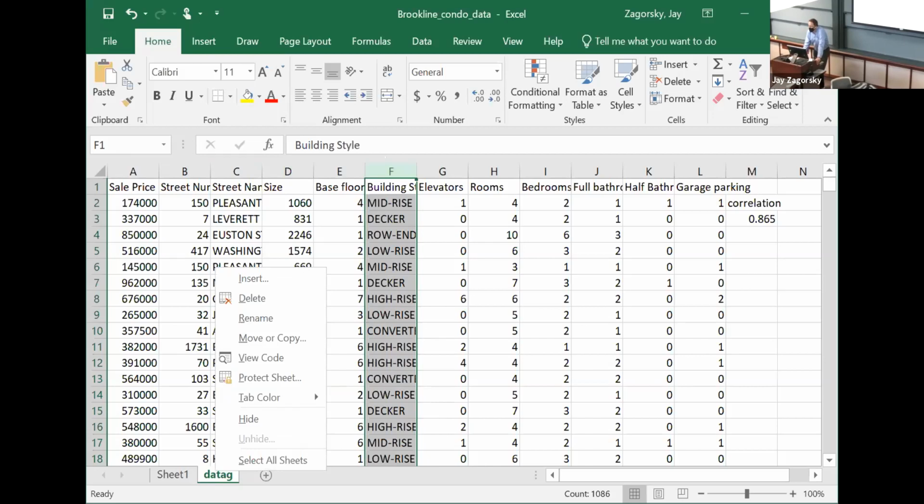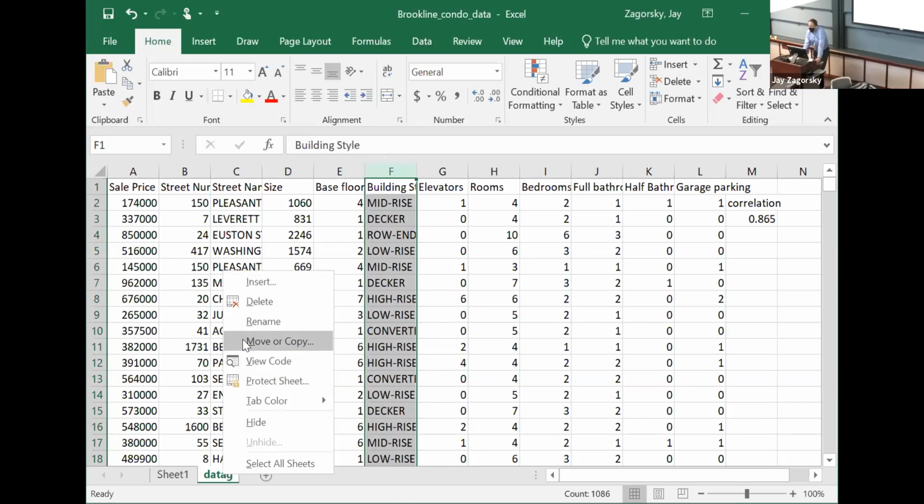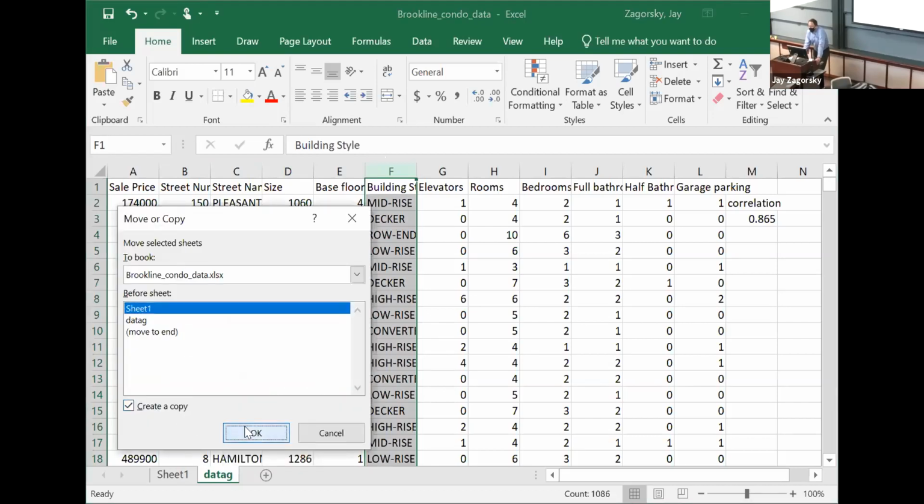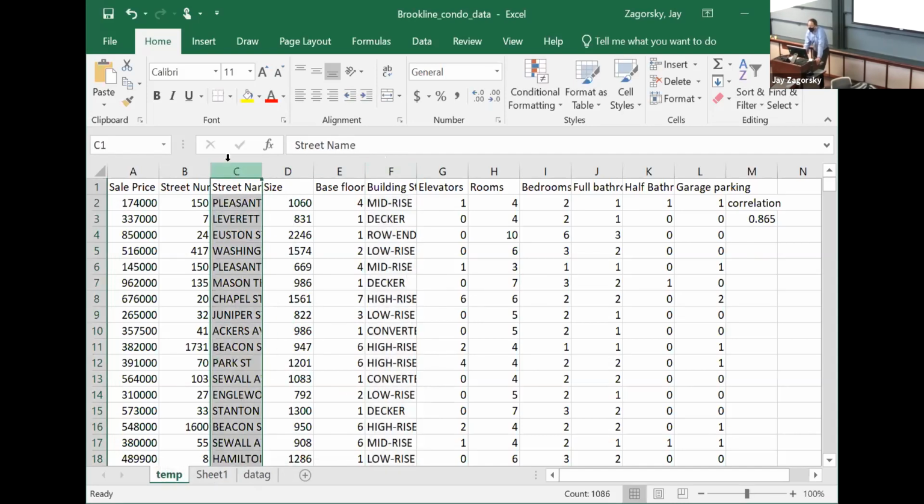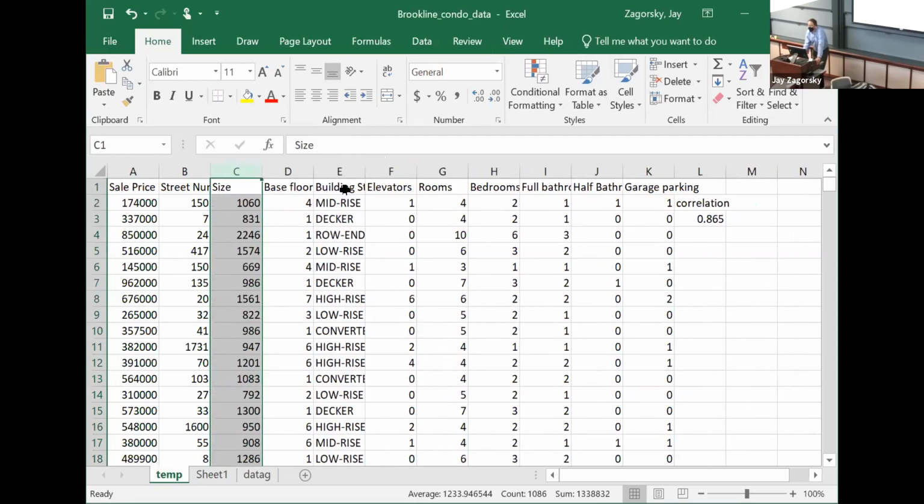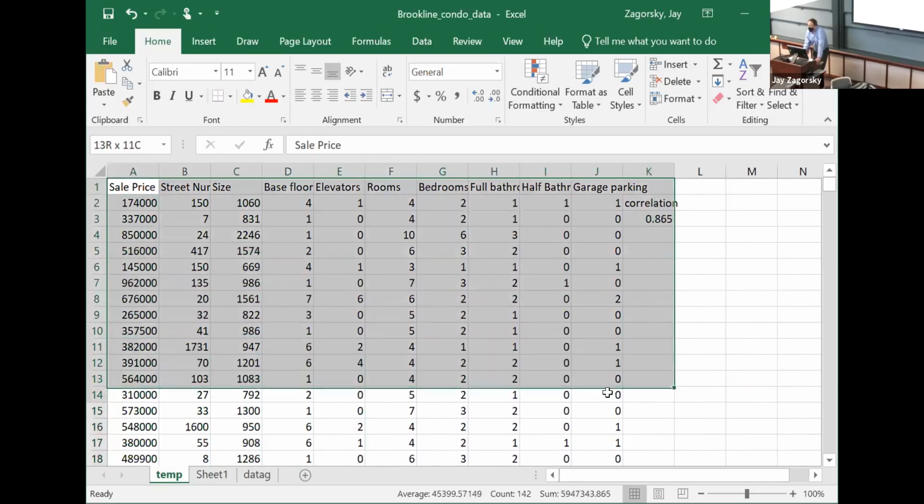Hang on, let me show you my screen. I can see it, yeah. Okay, so what I would do is I pick move or copy. I create a copy of the data sheet. I call it temporary, TMP, just so I know what the heck I'm doing. I delete the words, and now I just run the correlation matrix on everything.